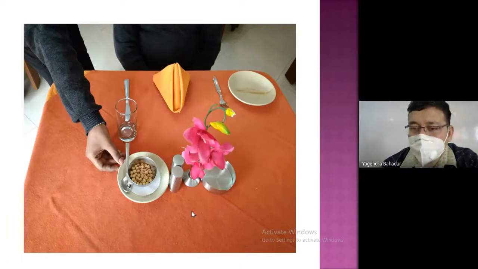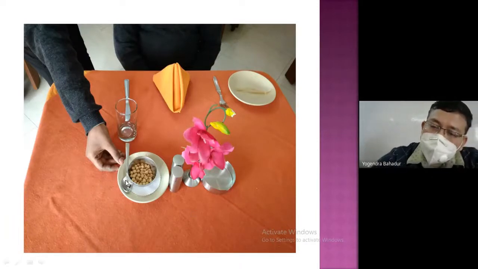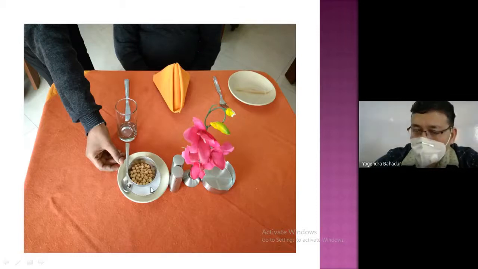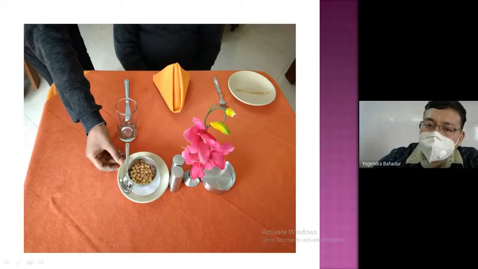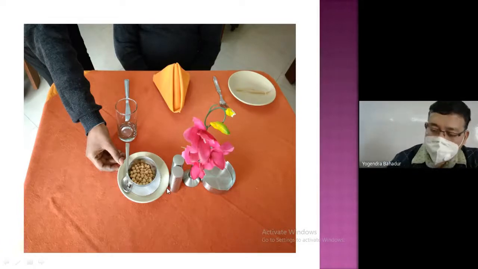And see how he has been placing the complimentary starter. While placing it, if you see the direction of the teaspoon, the direction of the teaspoon is towards the guest only, towards the main guest. And this particular starter does not have to be placed at any part of the table. It has to be placed at the center of the table.